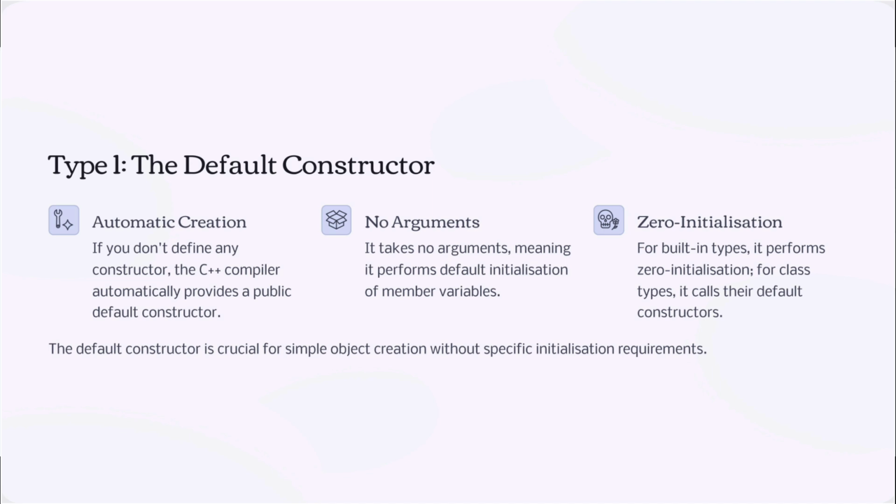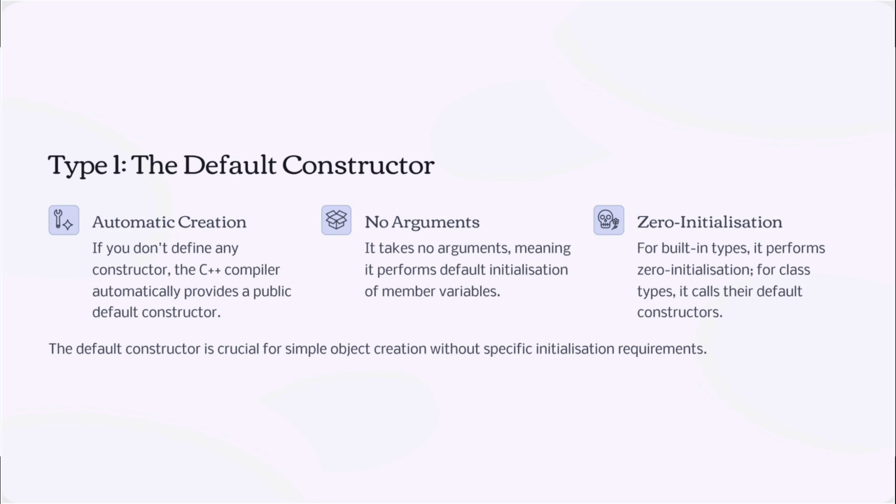Types of constructors. There are four types of constructors. Type 1, the default constructor. Automatic creation: if you don't define any constructors, the C++ compiler automatically provides a public default constructor. No arguments: it takes no arguments, meaning it performs default initialization of member variables.